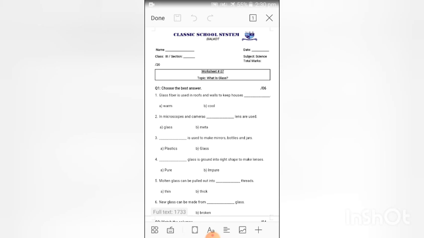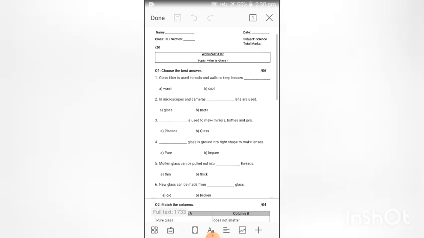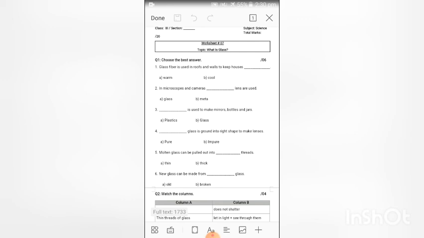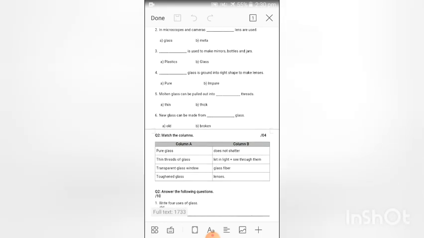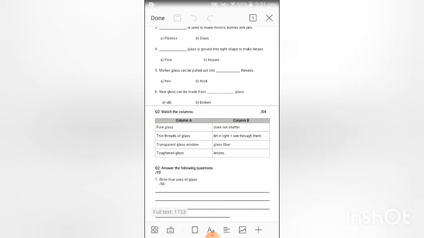First question is, choose the best answer. Glass fiber is used in roofs and walls to keep houses warm. In microscopes and cameras, dash lenses are used. Glass lens. Dash is used to make mirrors, bottles and jars. Glass. Dash glass is ground into the right shape to make lenses. Pure glass. Molten glass can be pulled out into thin threads. New glass can be made from old glass.